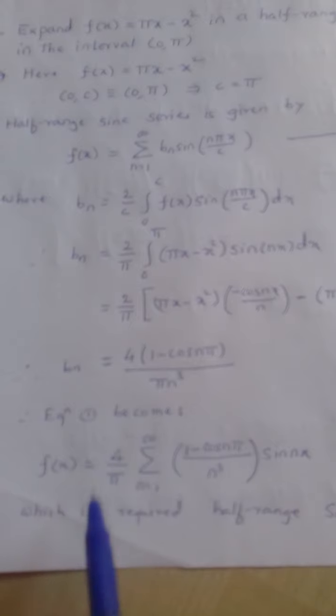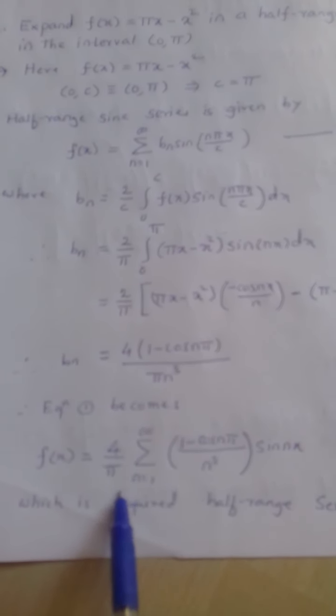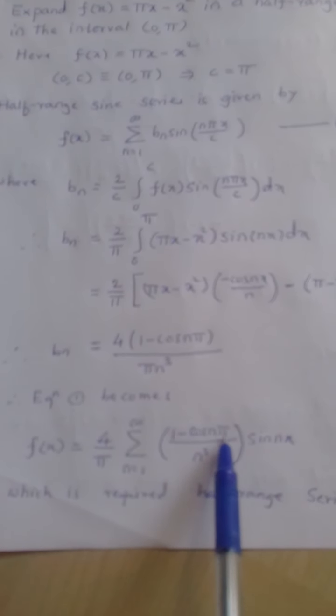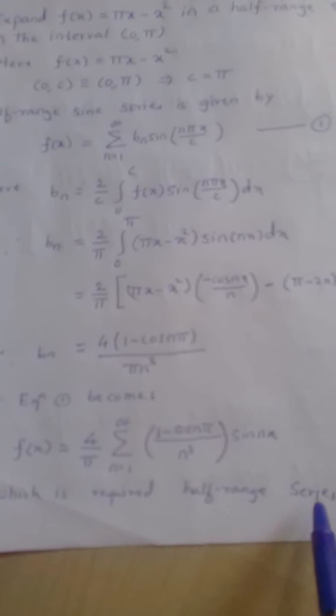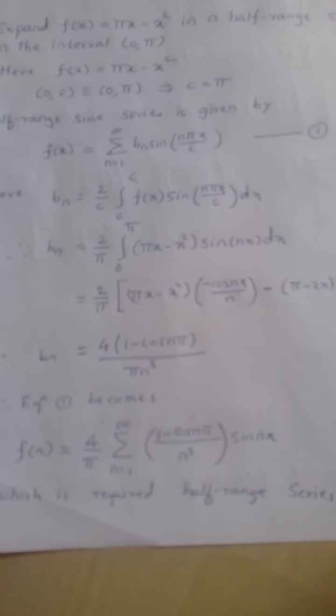Therefore equation 1 becomes f of x equals 4 upon pi summation n running from 1 to infinity of 1 minus cos of n pi upon n cube sine of n x, which is the required half range sine series. Okay, this is the required half range sine series.